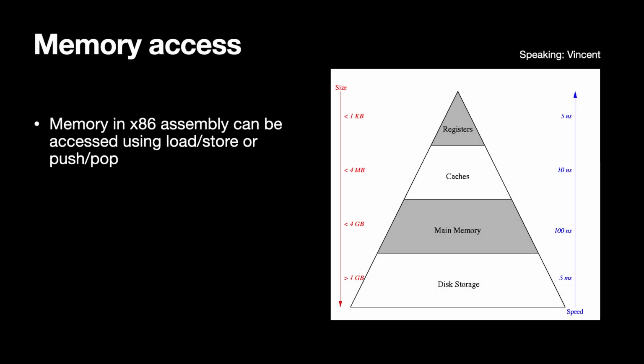In x86, memory is accessed either with loads and stores or through push and pop operations. Here we can see the general memory hierarchy of a computer. The registers are at the top and are the fastest when it comes to accessing speed, but they are the smallest in size. Moving down the hierarchy towards the cache, main memory, and disk storage, we can see that while storage size increases, accessing speed decreases.